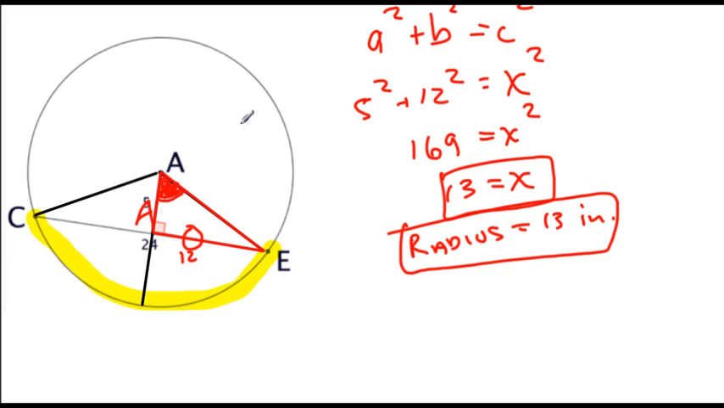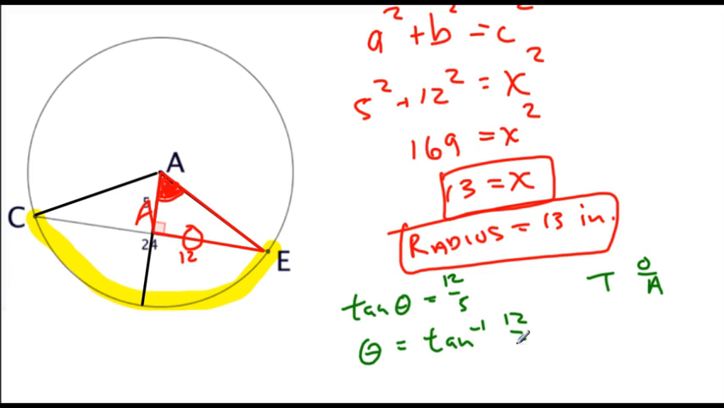SOHCAHTOA. We're going to be looking at the TOA part here. Remember TOA? Tangent. Opposite over adjacent. I mean, look here at the right triangle. What do we have? Opposite and adjacent. Okay, we have an opposite side of 12 and adjacent side of 5, so we know that the tangent of whatever the angle is, we call it theta, equals 12 over 5. Okay, how do we solve that? Theta is going to equal the inverse tangent. Remember Sully doing this? 12 over 5.